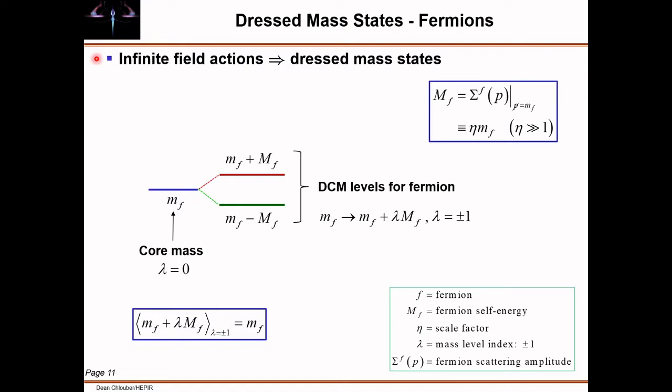More generally, infinite field actions lead to dressed mass states. And the fermion self-energy is just equal to its corresponding scattering amplitude evaluated on the mass shell. Now here we introduce a scaling factor, eta, which multiplies the physical mass, mf. And we notice that the expectation value of the dressed mass over mass levels, lambda equal plus or minus 1, is just equal to the physically observed mass.